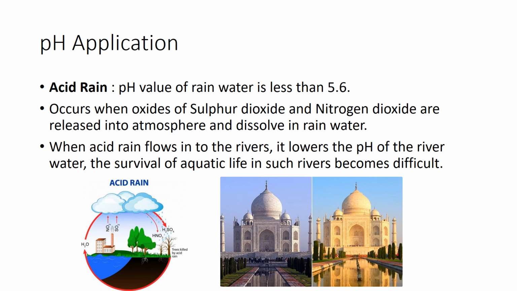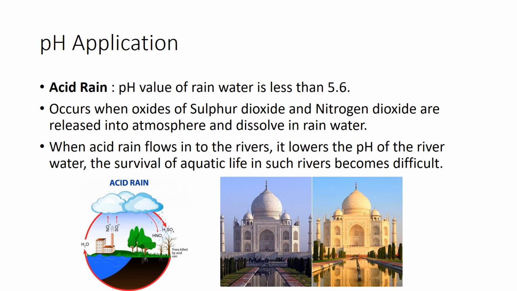Why does this acid rain occur? In industrialized cities, due to air pollution from industrial chimneys and automobiles, oxides of sulfur and nitrogen will be released into the atmosphere. These oxides of sulfur and nitrogen will reach the outer atmosphere and they dissolve in rainwater to form strong acids like sulfurous acid, sulfuric acid and nitric acid.